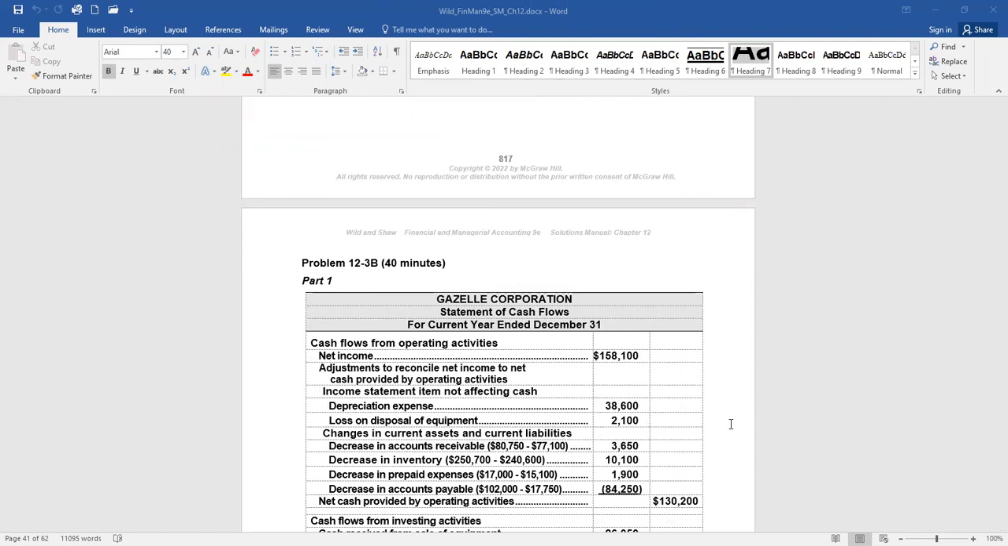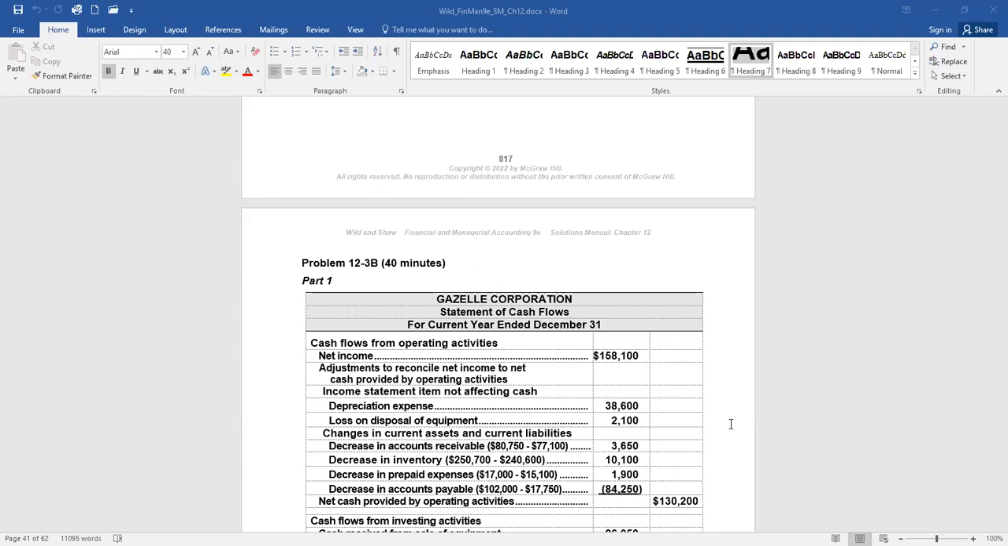Now, remember, we're doing the indirect method, and in the indirect method, we are actually converting net income, that's an accrual basis number, to profit as if we used cash basis accounting. So what would have been our profit if we only recorded operating activities when cash was involved? So in order to convert that, we need to add and subtract certain items.